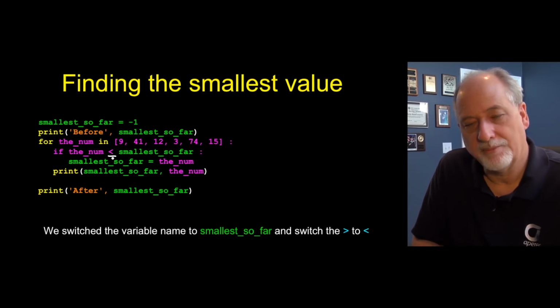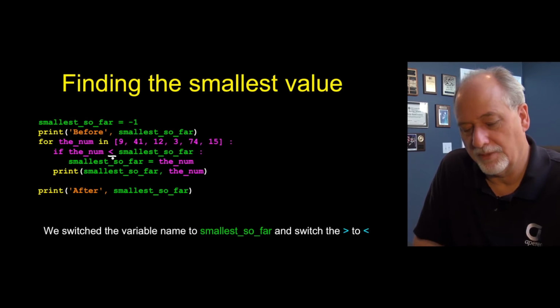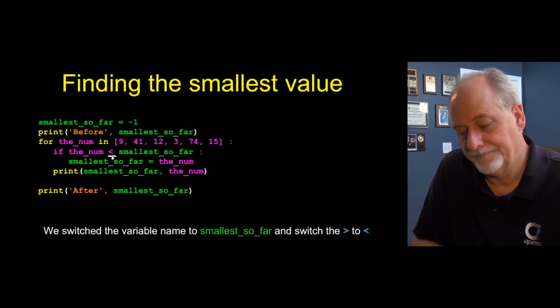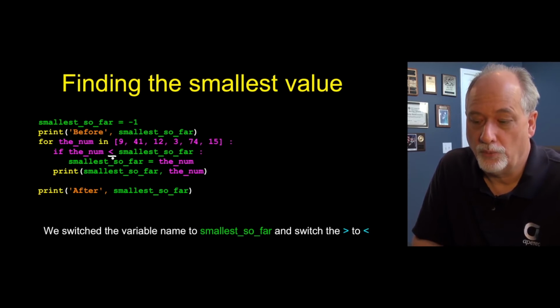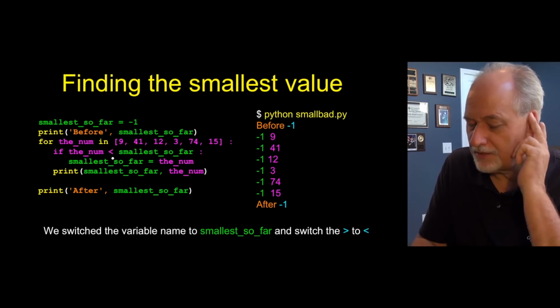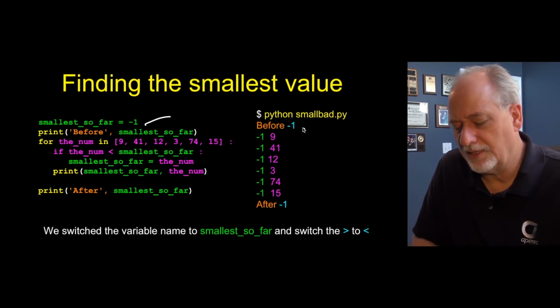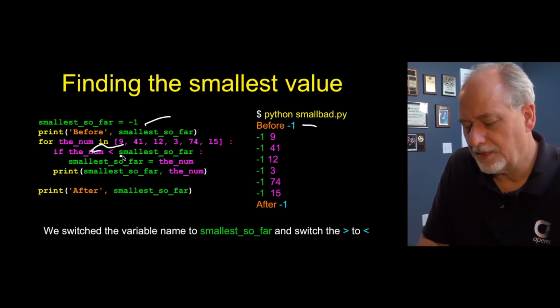I'll give you a second to look at it. Pause if you need. Is that going to fix it? Is that going to find our smallest number? The answer is, of course, no, it's not. So if we run this code, we set the smallest so far to -1, and it starts out -1. We run it, and it's 9. Is 9 less than -1? No, it's not. So after we see a 9, the smallest so far is -1.